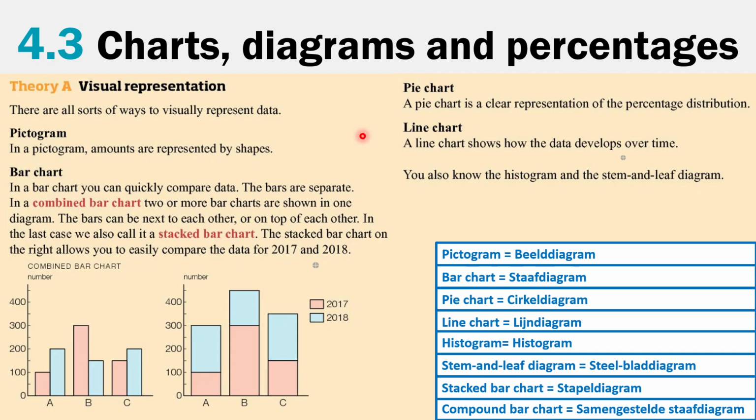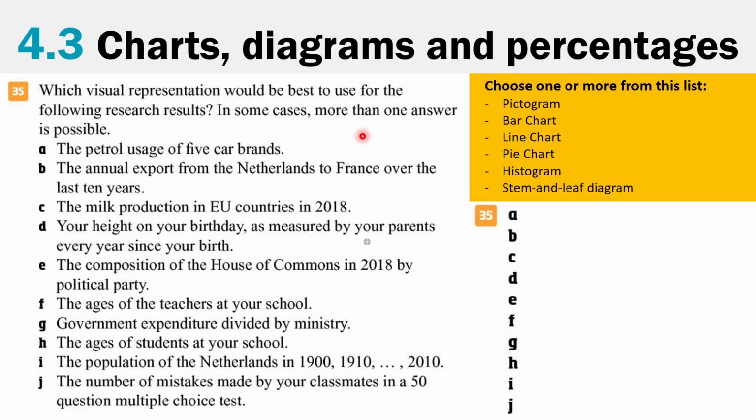But let's just practice with a few examples. And oftentimes there's not just one clear answer, there are often multiple different charts that you could actually use to visualize something. So exercise 35 is about this. Which visual representation would be the best to use for the following research results? In some cases more than one answer is possible. To help you out a bit, I've given you a list from which you're going to choose the different charts.